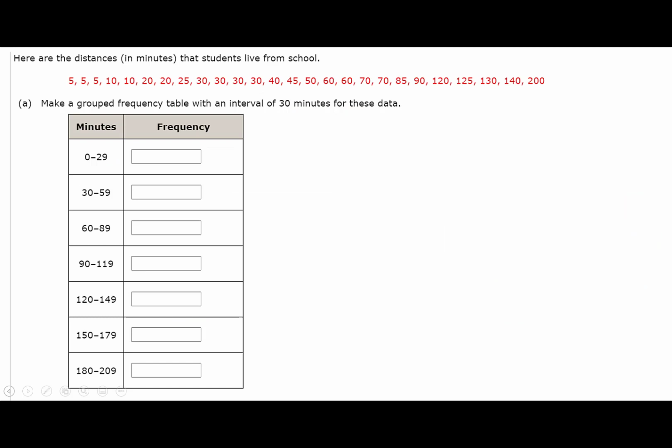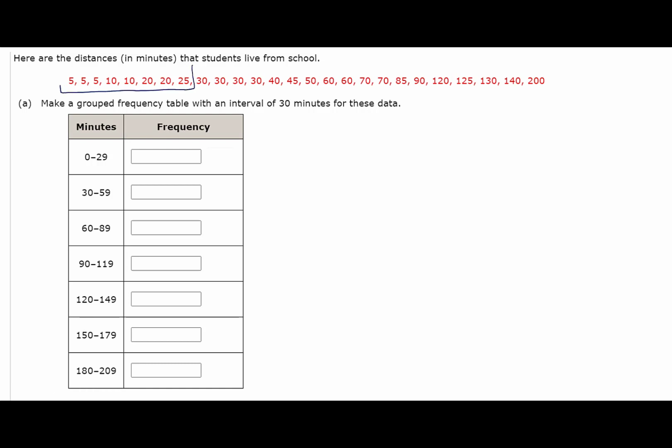Okay, here we have a frequency table, and we have the distances in minutes that students live from a school. And then it says make a grouped frequency table with an interval of 30 minutes for these data. And so the intervals are already listed out for us, 0 to 29, 30 to 59, and so on. And we are just going to simply use the data up in red and figure out how many go in each category. Luckily, this data is already in numerical order for us, and so it makes it pretty easy.